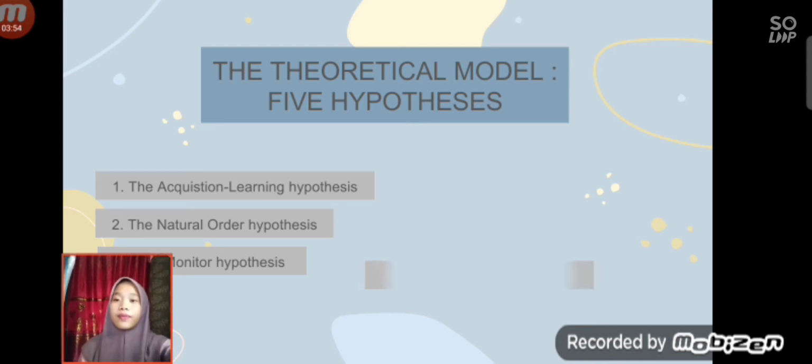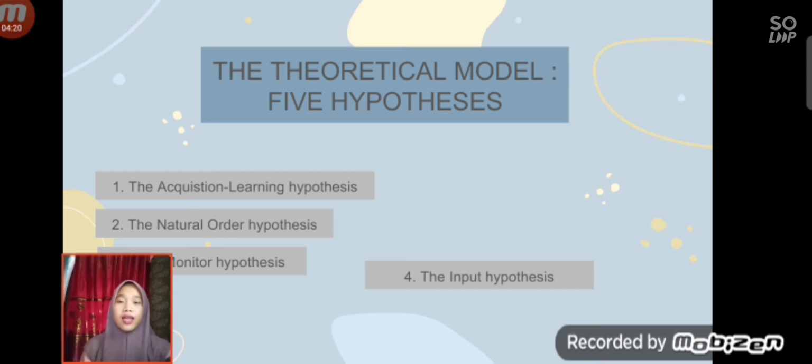Next, the input hypothesis. The input hypothesis presents an attempt to explain how the learner acquires a second language, how second language acquisition takes place. The input hypothesis is only concerned with acquisition, not learning.